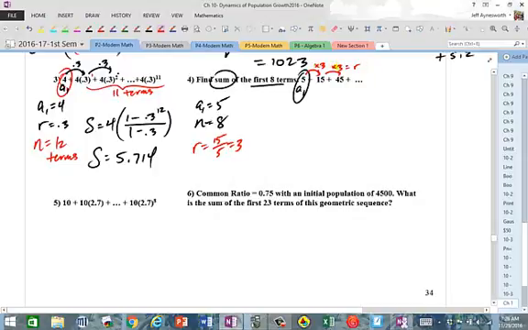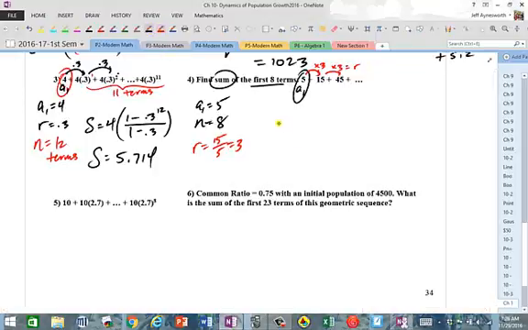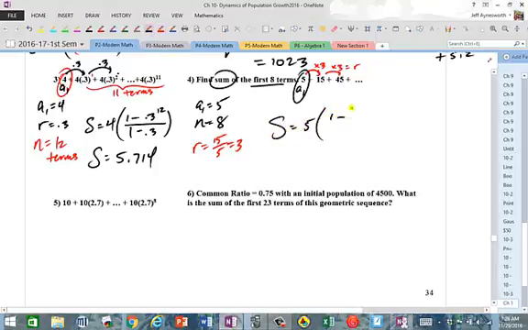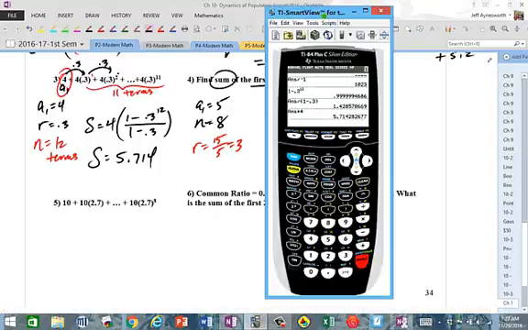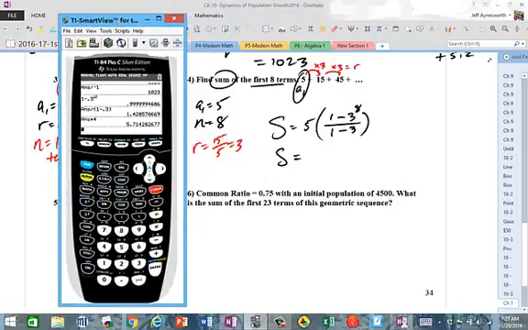Okay. So what do we have? So the sum is equal to the first term, which is 5, times 1 minus the common ratio to the nth power, divided by 1 minus the common ratio, which is 3. So what's the sum? So here we go. After we set it up, we go for it, okay? So 1 minus 3 to the 8th. All right, there we go.